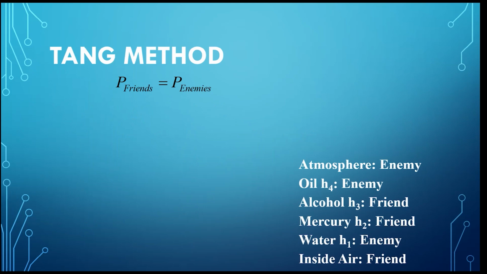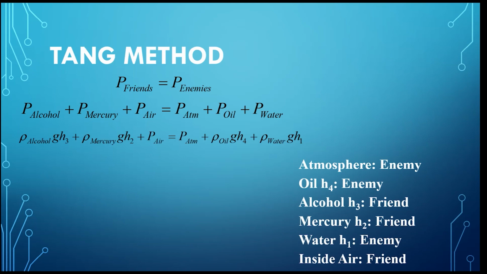We count them in one by one, and that should be the pressure of alcohol plus the pressure of mercury plus the pressure of inside air equals the pressure of atmosphere plus the pressure of oil plus the pressure of water. We further write them into details that we know, namely ρ alcohol g H3 plus ρ mercury g H2 plus P air equals P atmosphere plus ρ oil g H4 plus ρ water g H1.